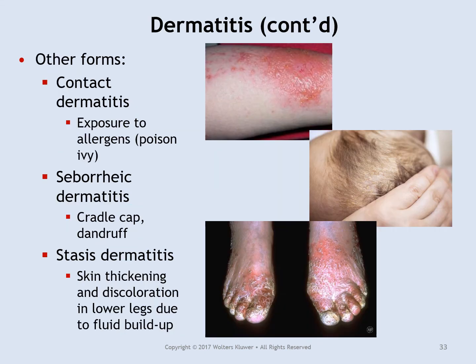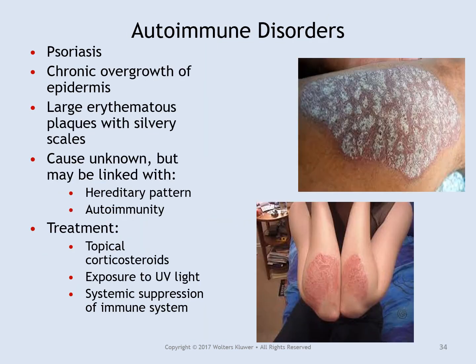There are other forms of dermatitis. Seborrheic dermatitis is what we call cradle cap or dandruff. Cradle cap in babies, dandruff in humans. Contact dermatitis is what you usually think of when you think of dermatitis. This is you got into the poison ivy and now your skin is inflamed and itchy and weepy and red. Stasis dermatitis occurs when you have a patient that doesn't have really good circulation and they get buildup of fluid down in the feet and the lower legs, and you can see that kind of thick, reddish, cracked skin in that patient on the right there.